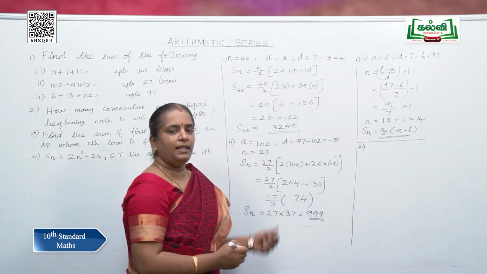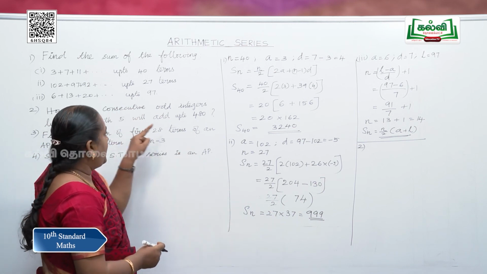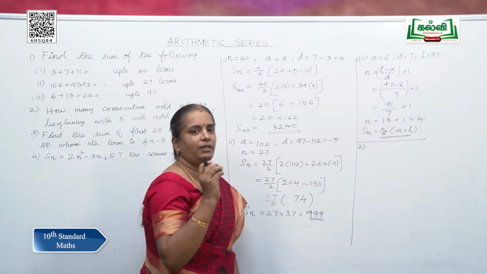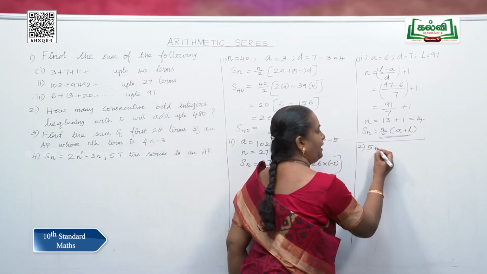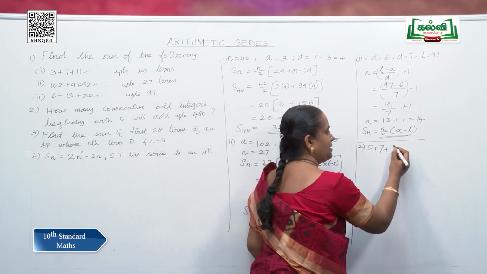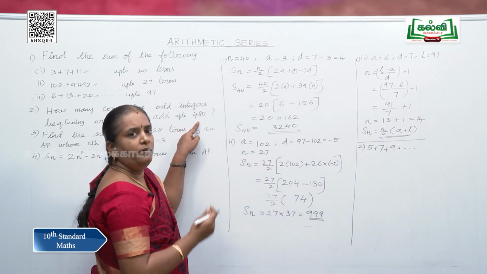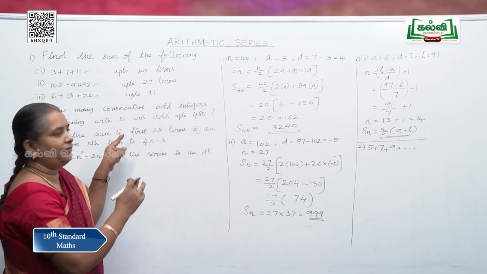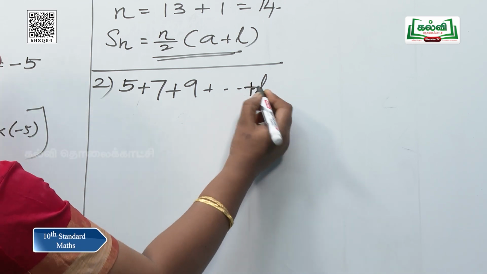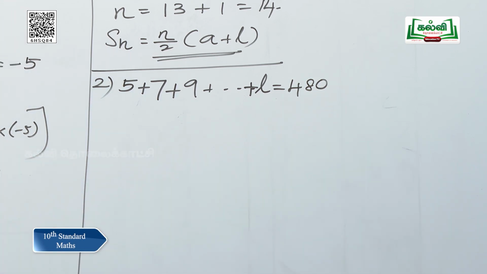So the second sum. See the second one. How many consecutive odd integers should be taken to get the sum 480 beginning with 5? So we have to begin with 5. From 5 we are going to take odd integers. What is the odd number next to 5? Yes, correct, 7. Then next 9, up to, we don't know where we have to stop. So we have to write it as L, the last term. Up to L we are going to add and get 480. The sum should be 480, it is given.